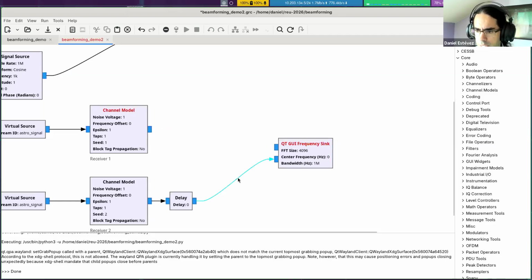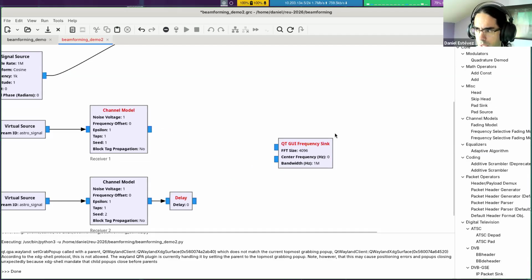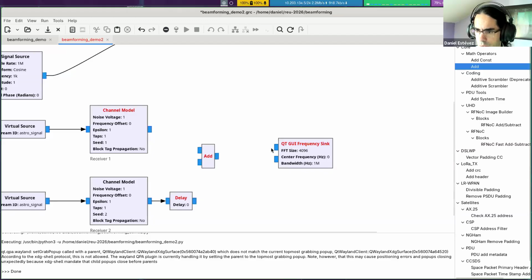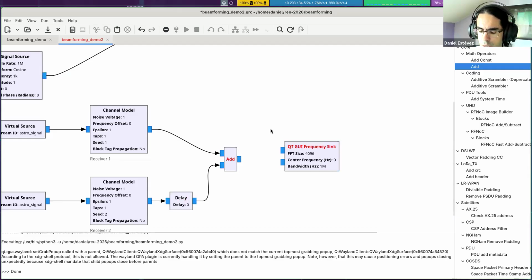And the way to combine the signals is as simple as an addition. So that's the mathematical sum. But the signals we add need to be properly aligned. They need to have the same delay, they need to have the same phase, they need to have the same frequency, etc. Otherwise, we will have some effects that we will see in a second.